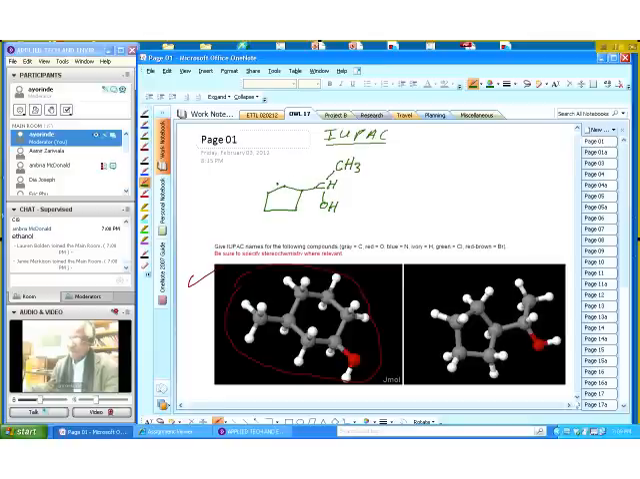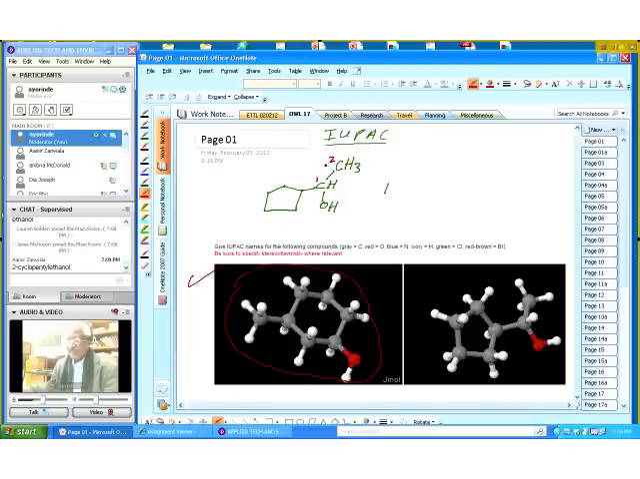The base name is ethanol, and then the cyclohexyl group, cyclopentyl group, is a substituent. So what would this be? Anybody want to pick up the mic or just send me a text message? Okay, so that would be 1, because this is position number 1, and this is position number 2.